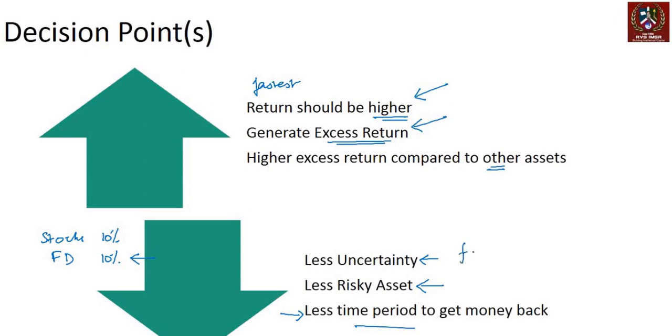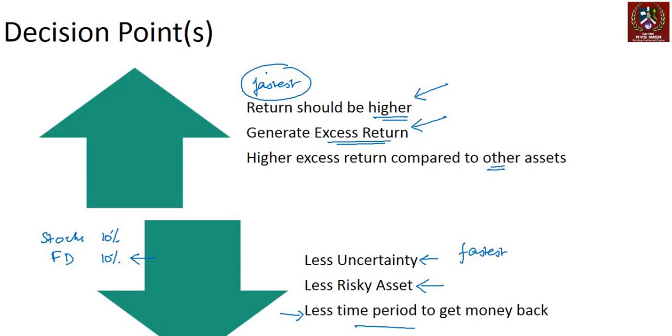So you want to get the money fastest, right? That's what we discussed here. You want the highest return, fastest possible, with the least risky asset and the least amount of uncertainty. That is the ideal situation that every one of us would want when we are looking at a decision point in terms of risk and return, right?